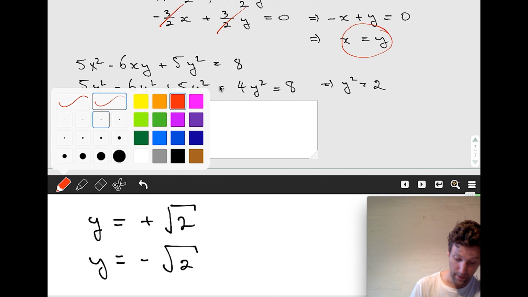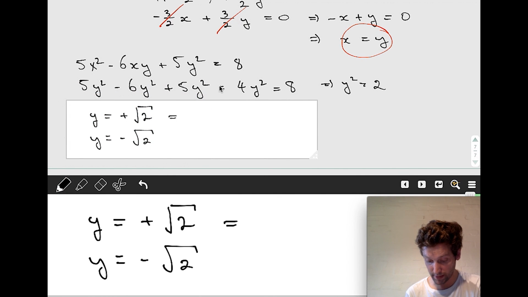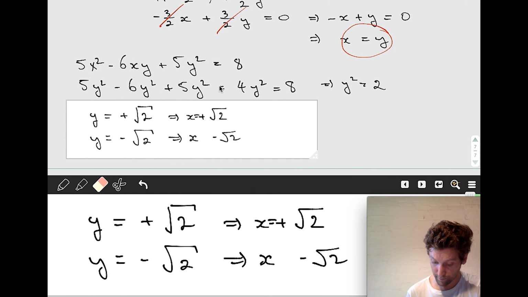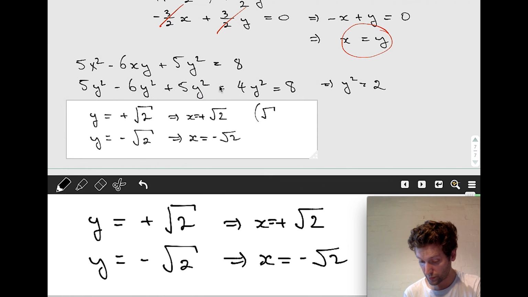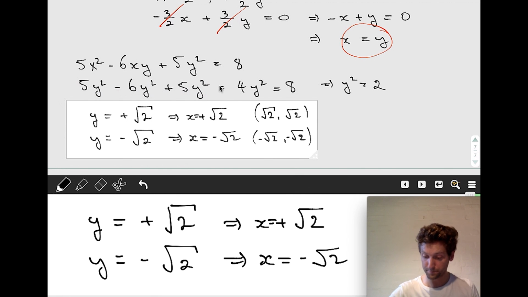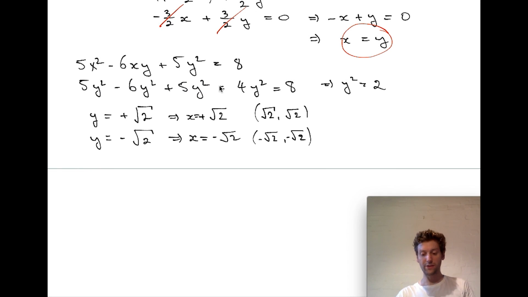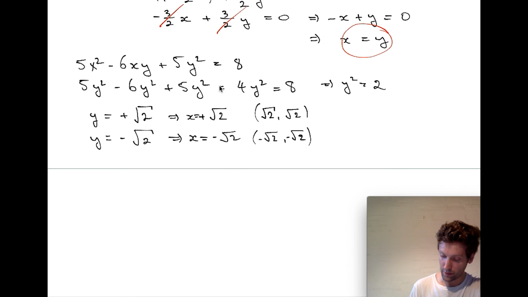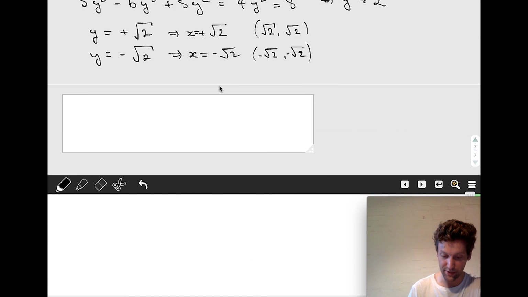So that means that y is equal to plus root 2 implies that x is equal to plus root 2. Y is equal to minus root 2 implies that x is equal to minus root 2. So that gives us the points root 2, root 2 and minus root 2, minus root 2. Okay, so we now have our 4 points.